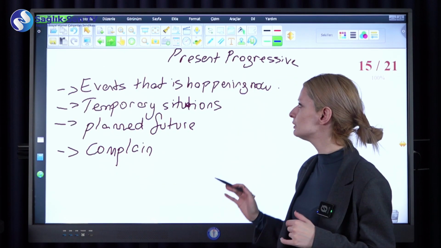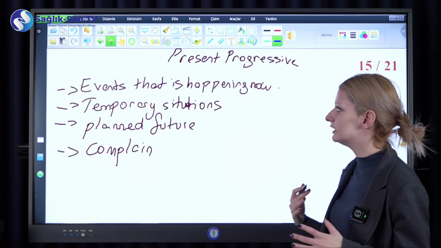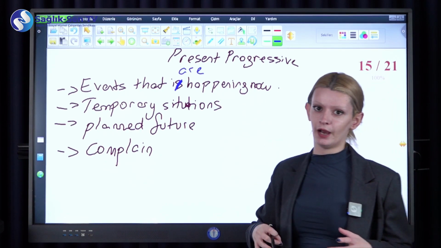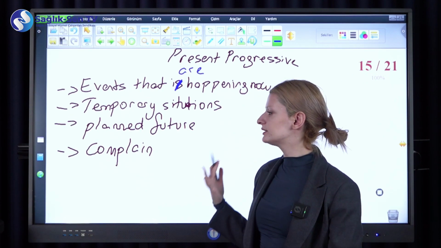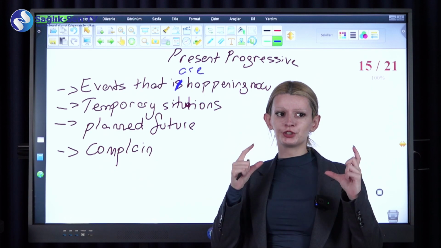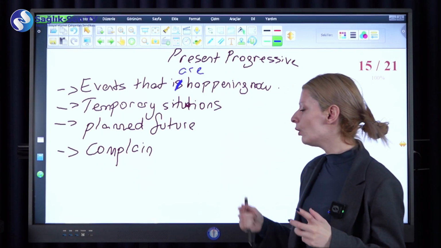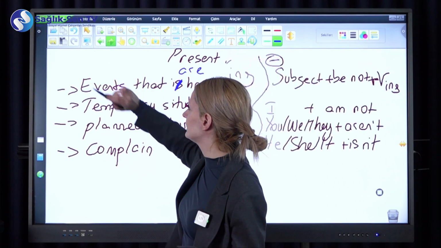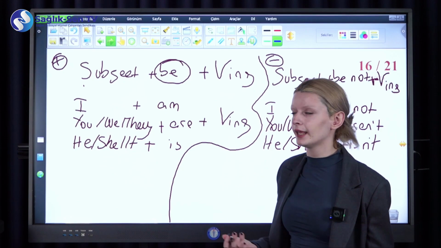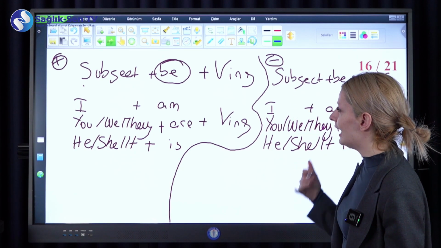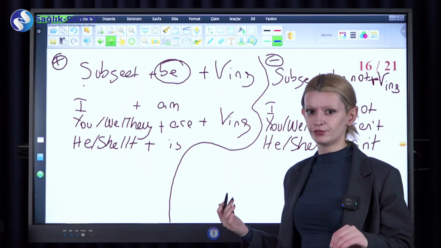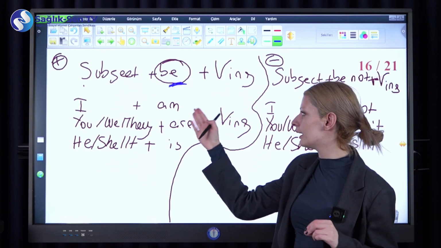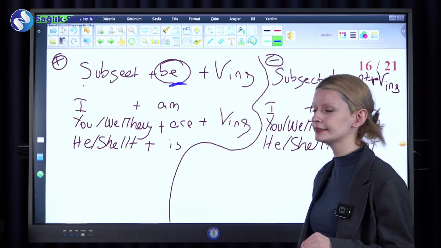And then we have talked about present progressive events that are happening now. Or we have talked about temporary situations for a very short period of time, or planned close future. Or when we're talking about complaints, when we're complaining about something. After subjects, we use the be form. It depends on the subject. It should be am, are, or is.